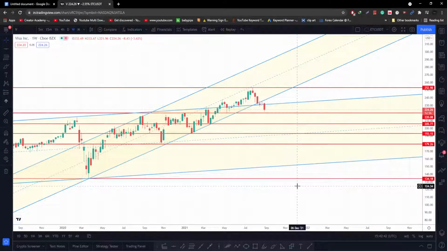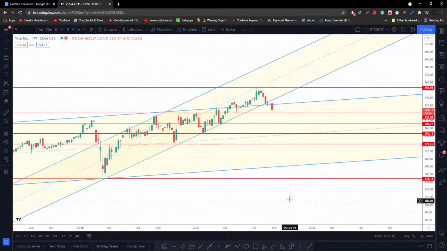So if you see a closing below 220, like if nobody comes to rescue Visa on the daily closing basis, then there will be more sell off and the price may go back to 205, and if nobody is ready to buy even at 205, then the price can go back to 193, and if nobody is ready to buy at 193, then price can drop to 179, and if at 179 nobody is ready to buy it, then the price can go all the way back to 134 from where it started this year. Now this is what I wanted to say about Visa.